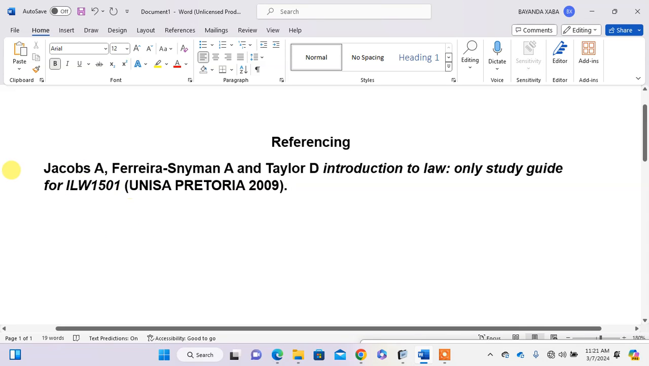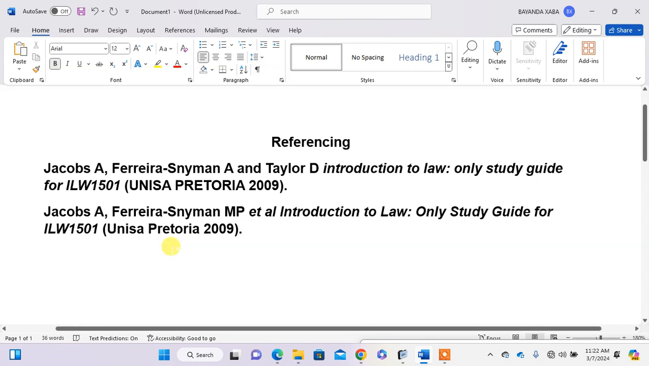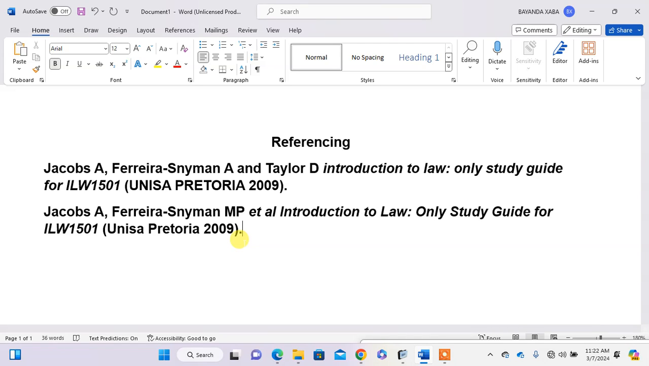Or you can follow the other method of writing Jacobs A, Ferreira, Smith, and then you include all the others. Then you write Introduction to Law Only Study Guide for ILW 1501, which is another way of referencing. So you can choose between these two ways of referencing. This is how you reference the study guide. You can open many study guides and start to reference them.